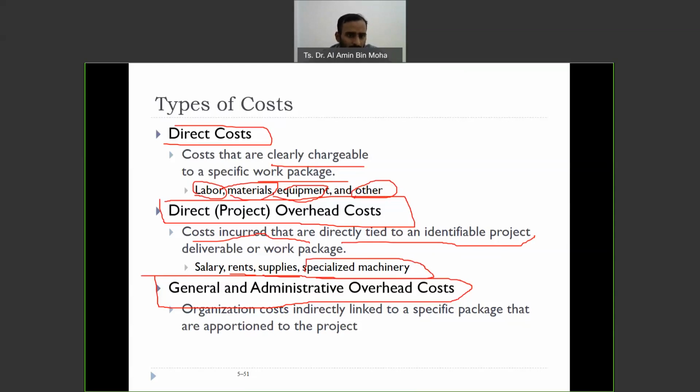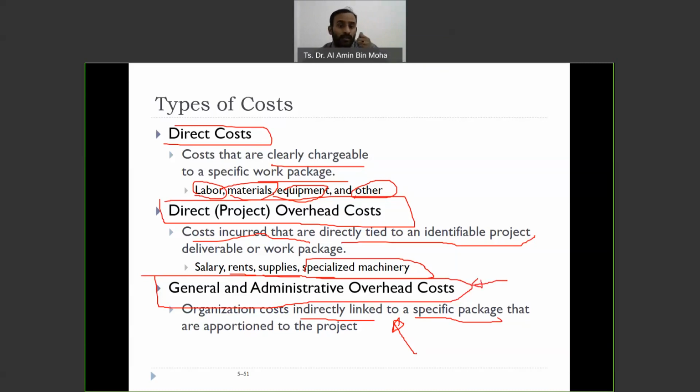General and administrative overhead costs are organization costs that are indirectly linked to the specific package. For example, the salary for the HR people. HR people are not involved in production. Only the production people are producing the product. HR people give their input and help the project, yes, but it's indirect. So maybe HR people go here.